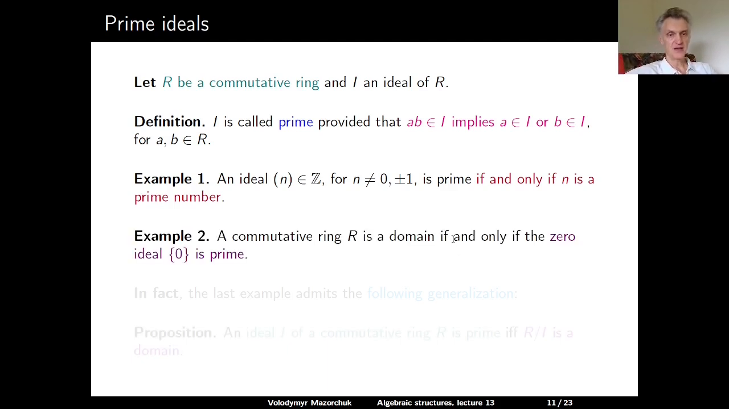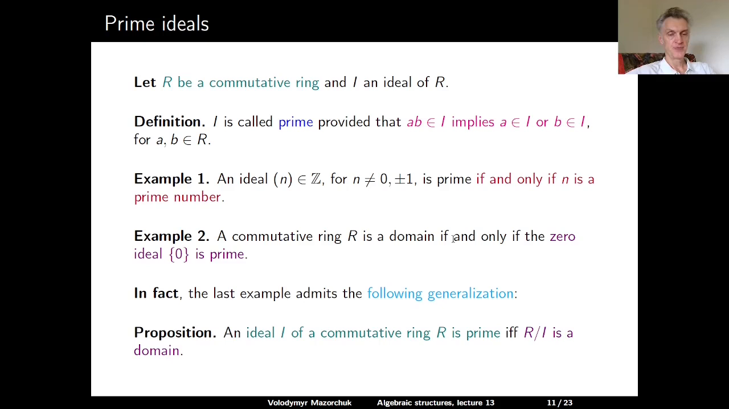Another example, if we take a commutative ring R, then this ring is a domain if and only if 0 is a prime ideal. So any ring has an ideal which is just a zero element, and this ideal is prime if and only if this ring is a domain. In fact, this example can be generalized as follows. Proposition: an ideal I of a commutative ring R is prime if and only if the quotient of R modulo I is a domain.